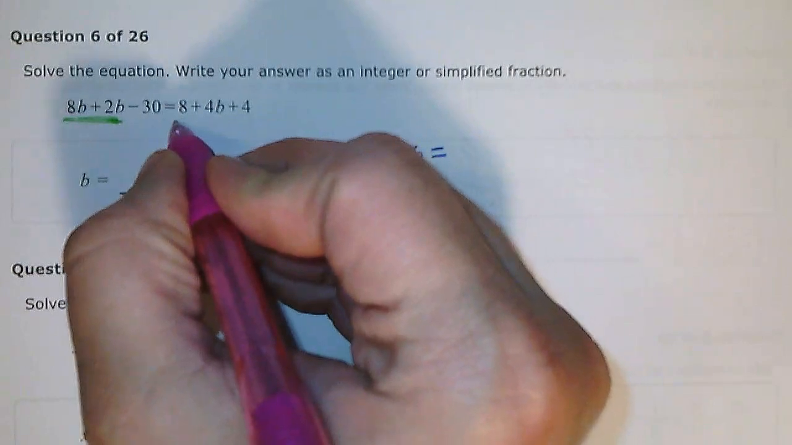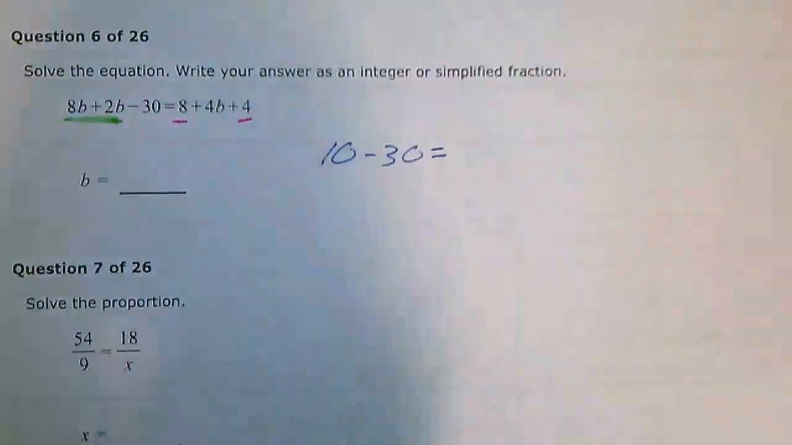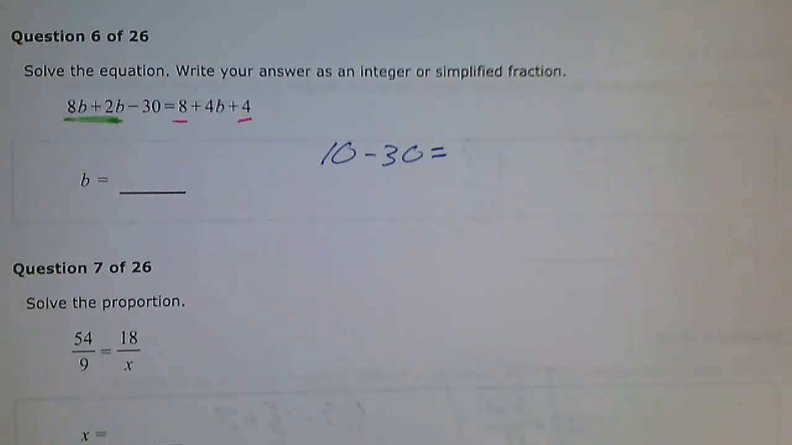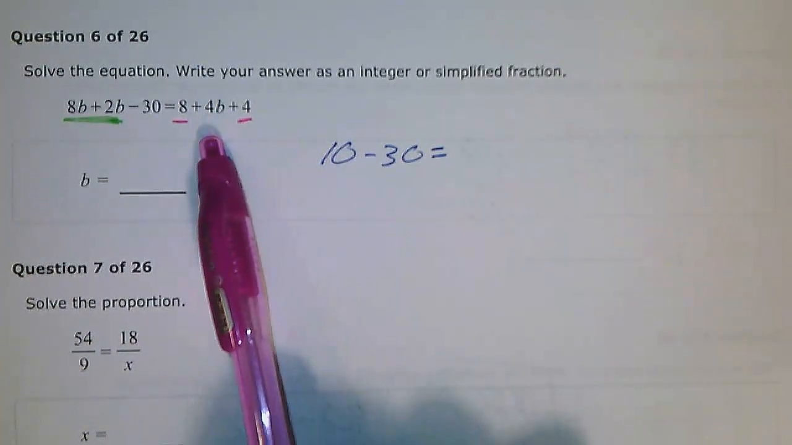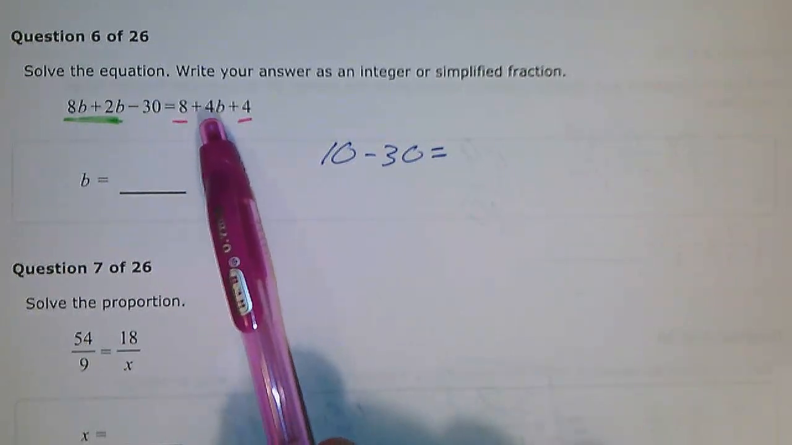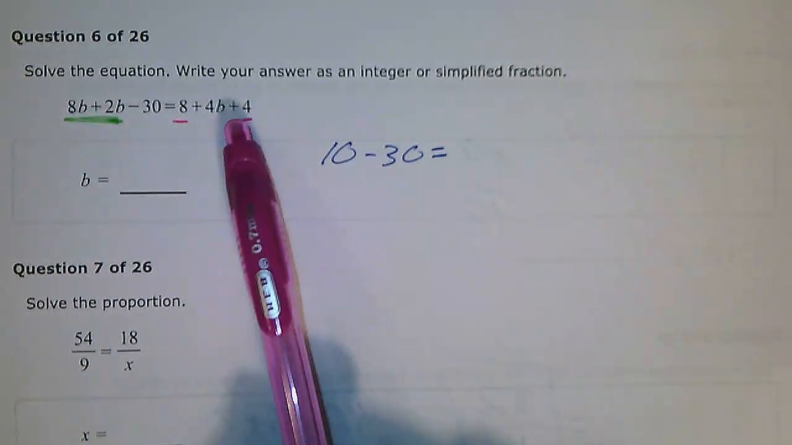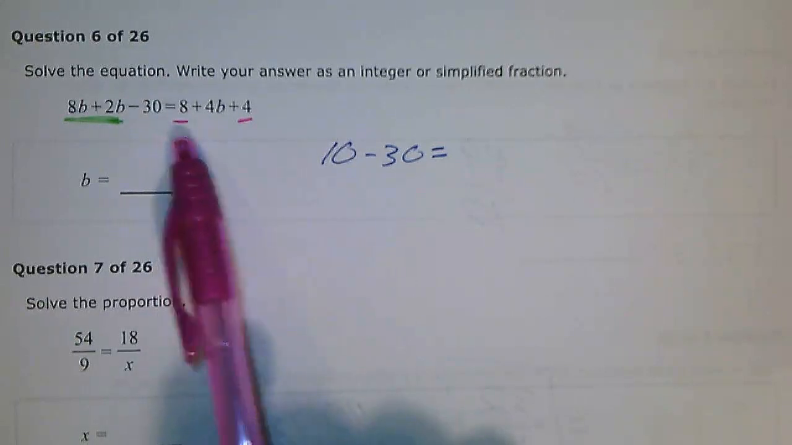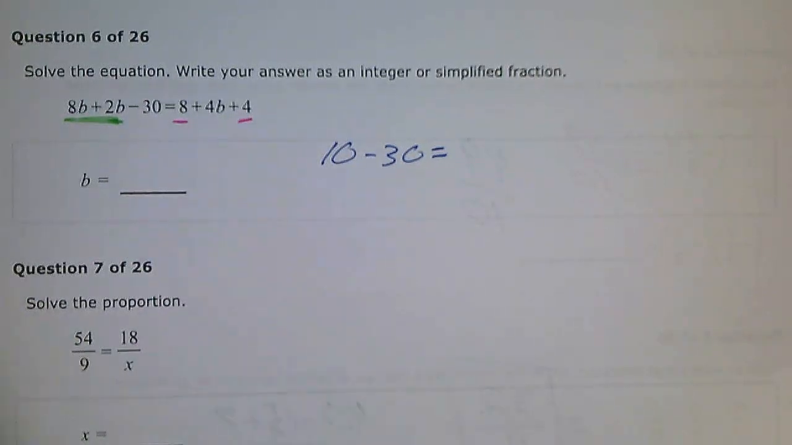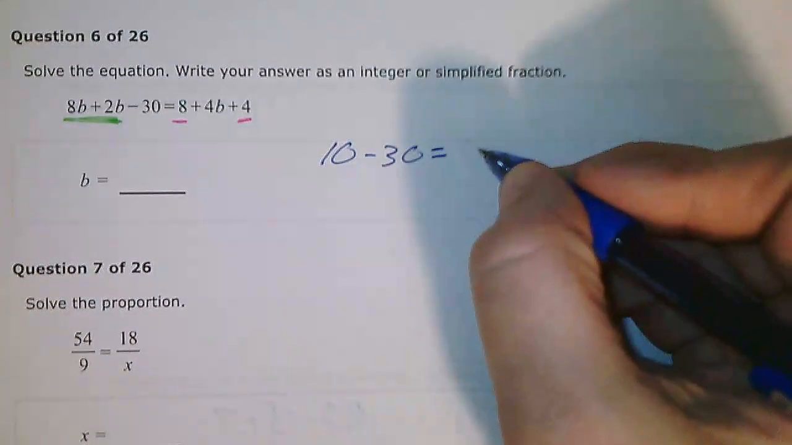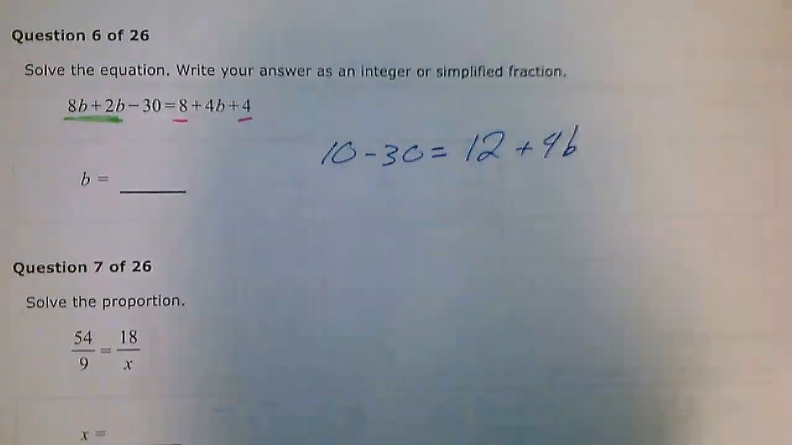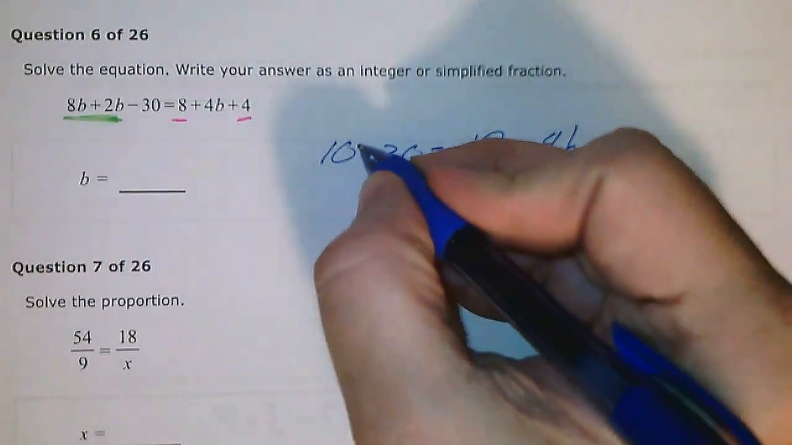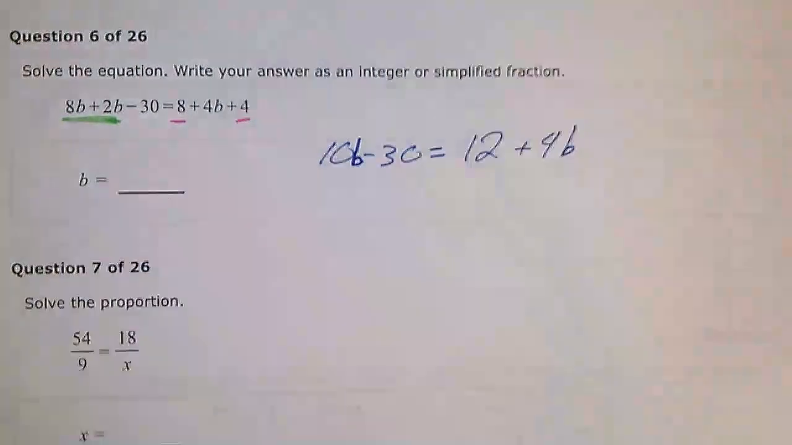On the right side of the equal sign, I have like terms of 8 and 4. I cannot combine this 4b because there is not another term on the right side of the equal sign that has a b in it. But two numbers, what we call constants, those we can combine. 8 plus 4 makes 12. Bring in the 4b and attach the b that I forgot over here.